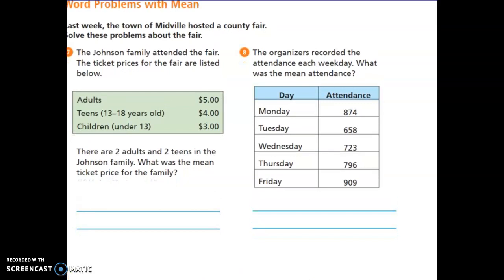All right, turn your page and let's just talk about how you would do some of these. Okay, this one involves money. You would add them up, divide by 3 because you have 3 things here. Over here is another chart. So you've got the days of the week and the attendance at the fair. Find the mean for those. You're going to add these up, and then how many do you have? Monday, Tuesday, Wednesday, Thursday, Friday. That's 5. Add them up, divide by 5.